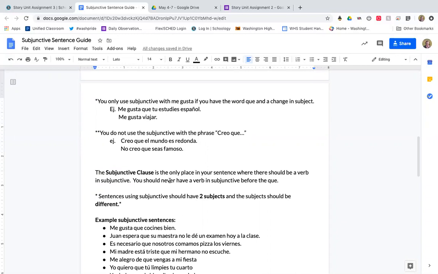The subjunctive clause is the only place in your sentence where you should have a verb in the subjunctive. You should never have a verb in subjunctive before the que. And the last thing I want to note about writing sentences in subjunctive is that sentences using subjunctive should have 2 subjects, and those subjects should be different.